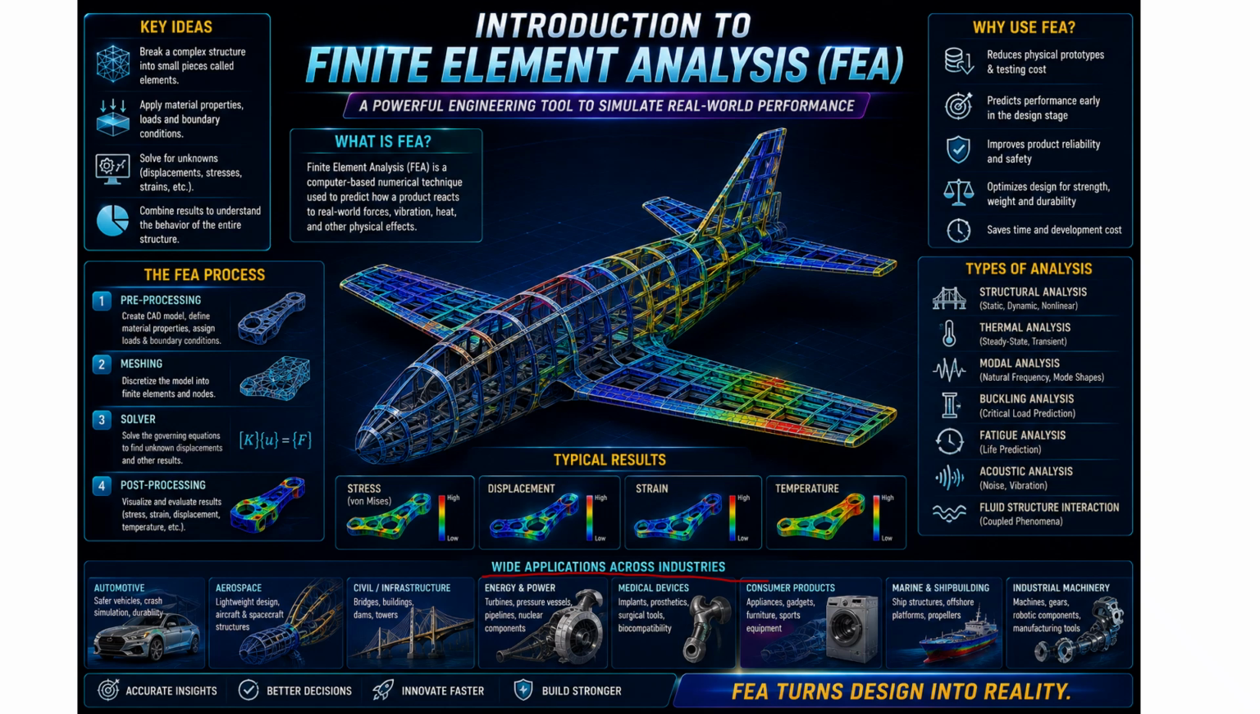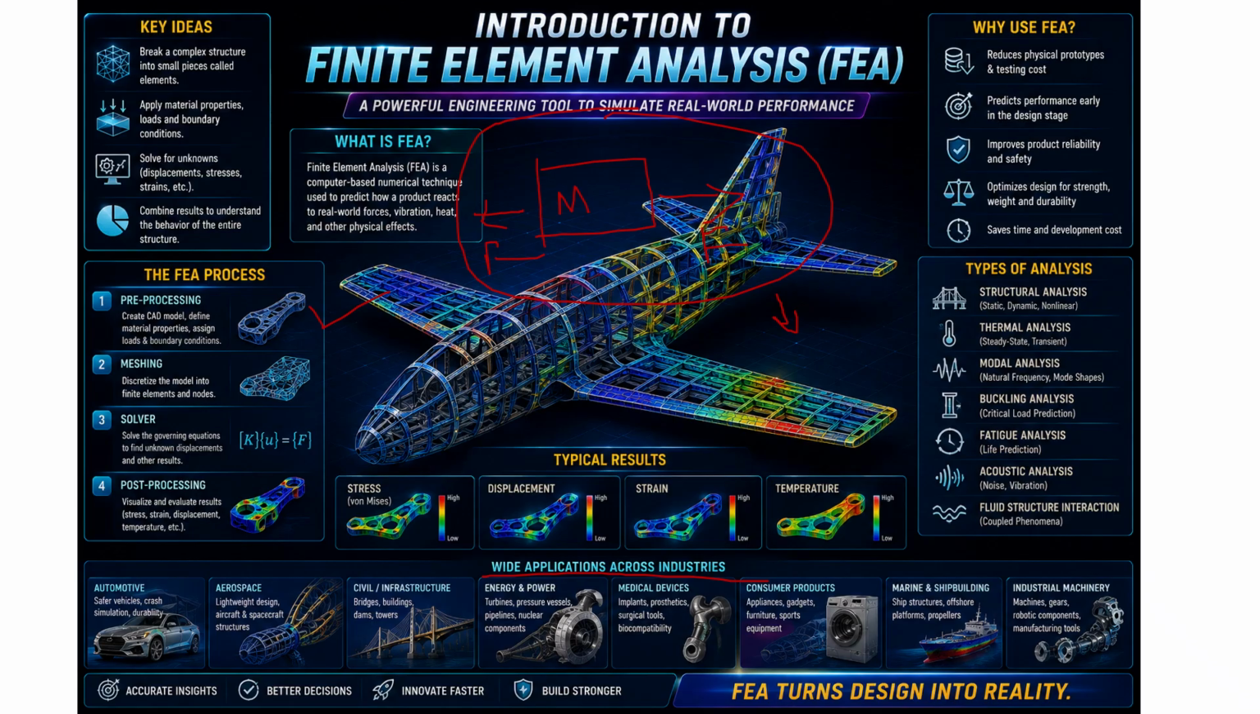As the word shows, pre-processing means you create a CAD model, you apply a material to it, and then you apply a load to it. So this setup is known as pre-processing in simple language.